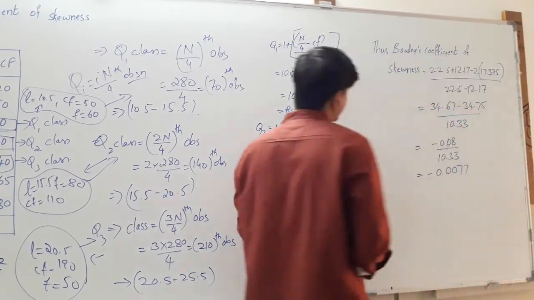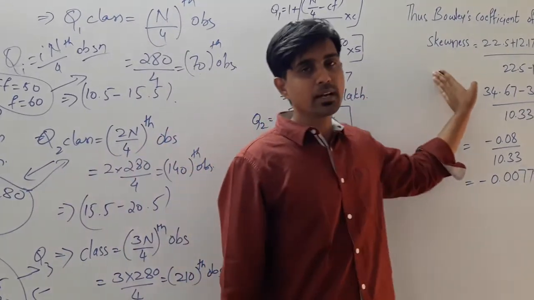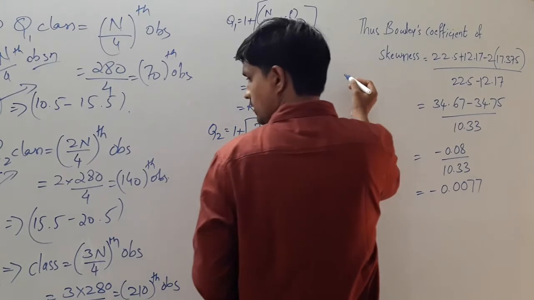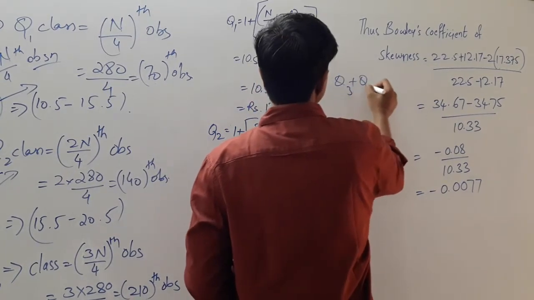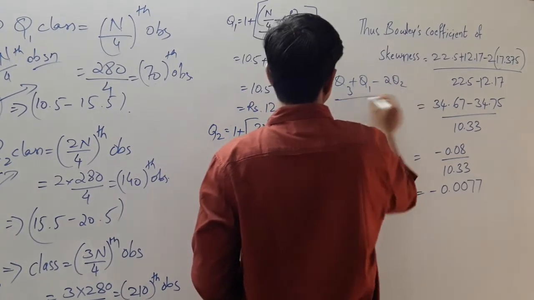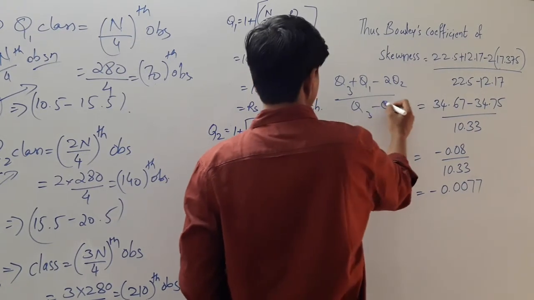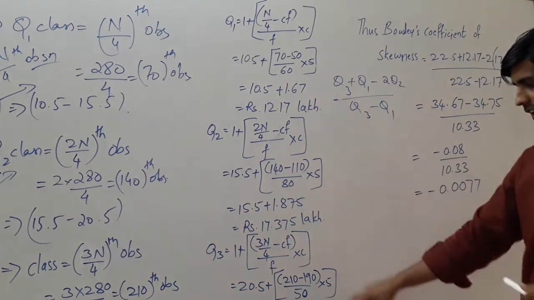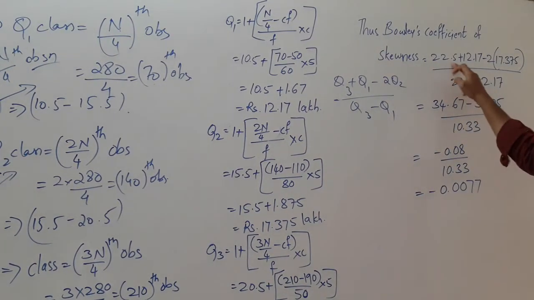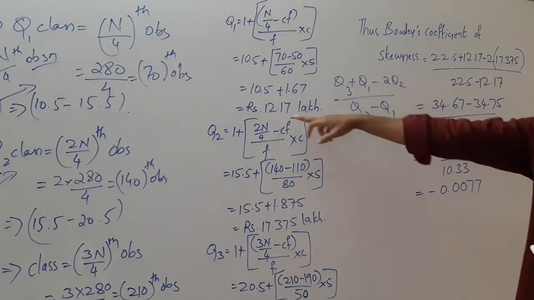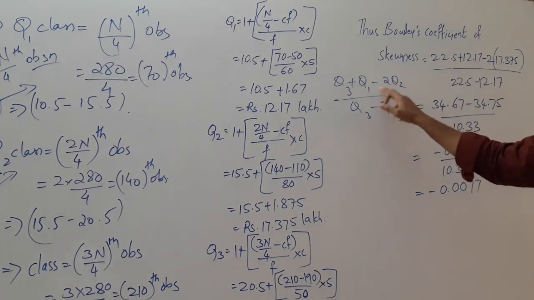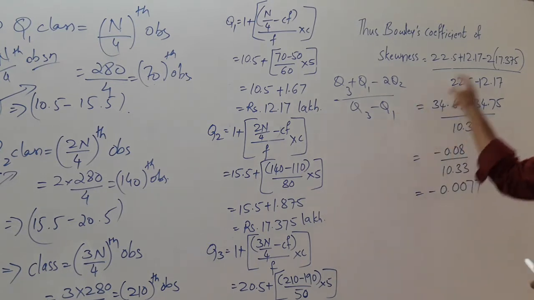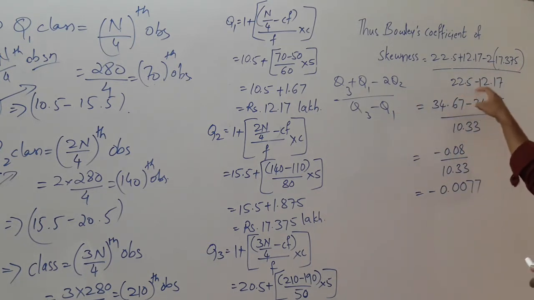Now lastly, we have to substitute these values in our Bowley's coefficient formula. What was that formula? I have written it there. It is Q3 plus Q1 minus 2Q2, divided by Q3 minus Q1. Substitute all the values. How much is Q3? 22.25, plus Q1 12.17, minus 2 into Q2, here Q2 is 17.375, divided by 22.25 minus 12.17.